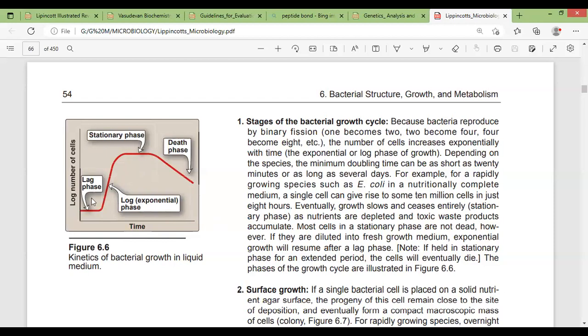So lag, log, don't confuse between the two. Lag has A, then log has O. A comes before O. So lag, log, stationary, then death. The log phase is also called the exponential phase.